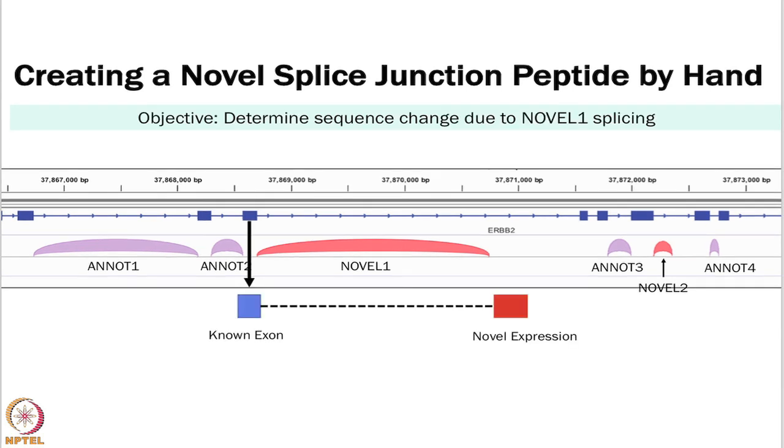And what we'll do right now is just walk through how to, by hand, create this novel splice junction peptide. So what you can see here is these connect, so the purple connects annotated exons, so this exon connects to this one, this exon connects to this one, and then there's this red junction that connects this exon to something in the middle of an intron. So there's novel expression here. So what we're going to do is figure out how to make the peptide that bridges the known exon with the novel expression.